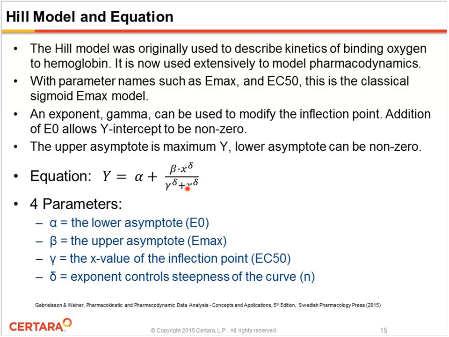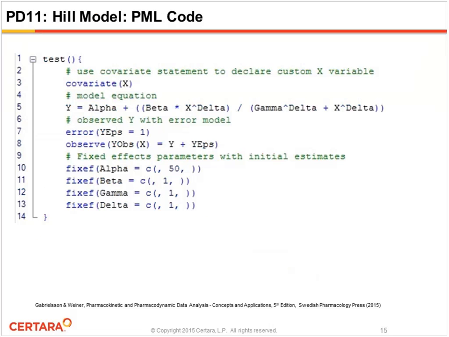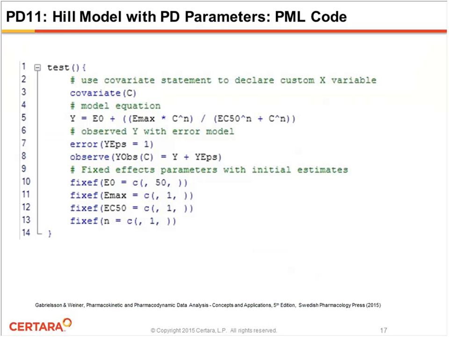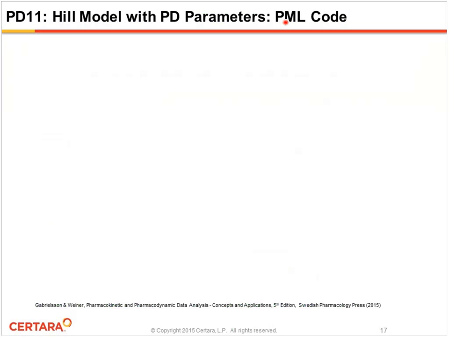Okay, so here we have the classic Hill equation with lower asymptote, upper asymptote, x value of inflection point, and then the delta, which controls the steepness of the curve. Okay. Here's the Hill model in PML code. And this is the same model parameterized with the PD parameters.